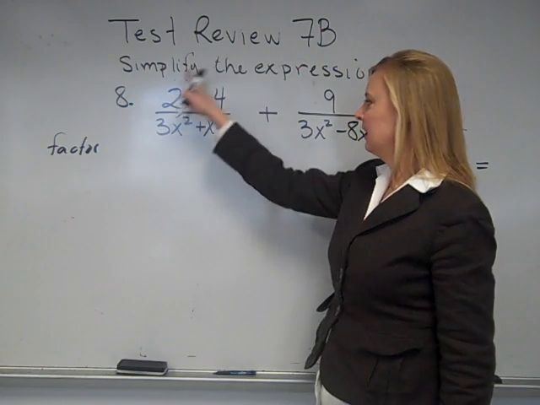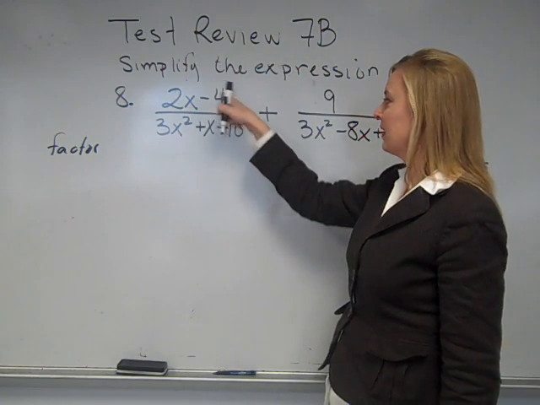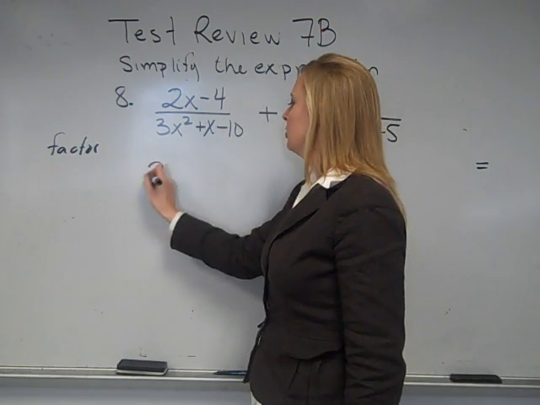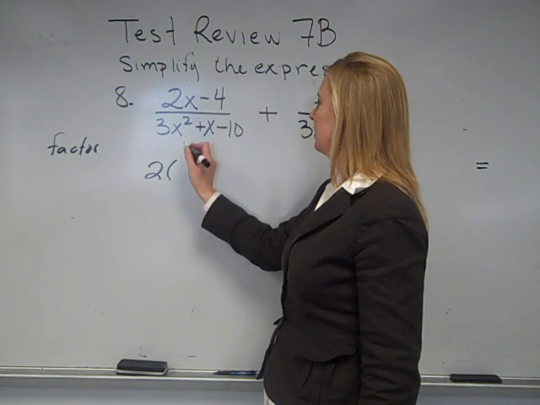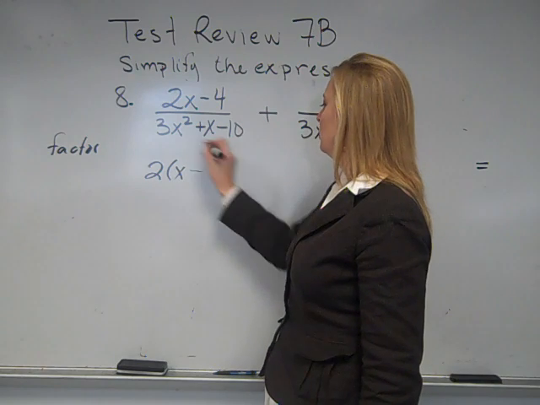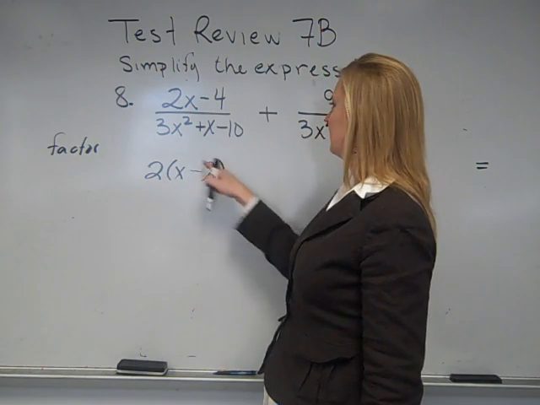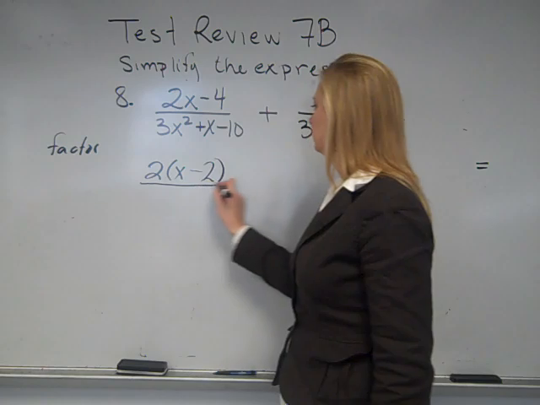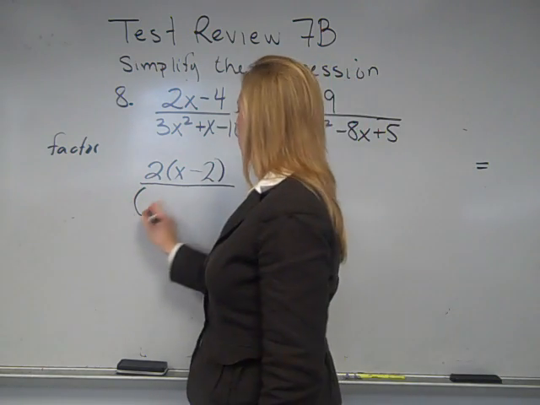We'll see what we can factor out. Notice we have a 2x minus 4. A 2 is common in both terms. So 2 times x would give us 2x, and 2 times negative 2 would give us our minus 4. Let's break this down.